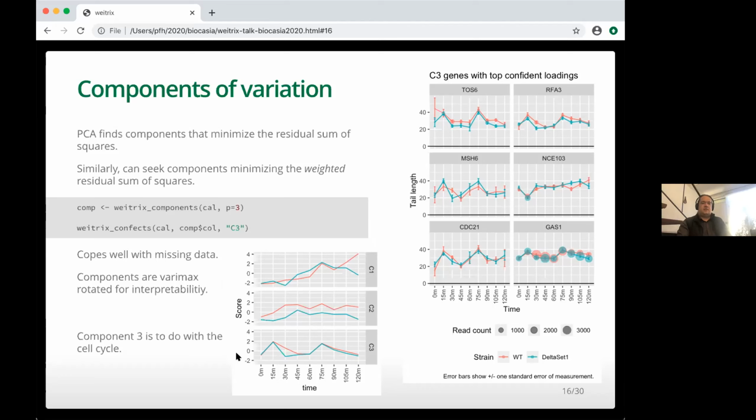And with 3 components, the 3rd component is actually this cell cycling component, it looks like. And so we can get a list of genes associated with that. So that's 3 different ways you can get useful results out of a data set once you have these calibrated weights.